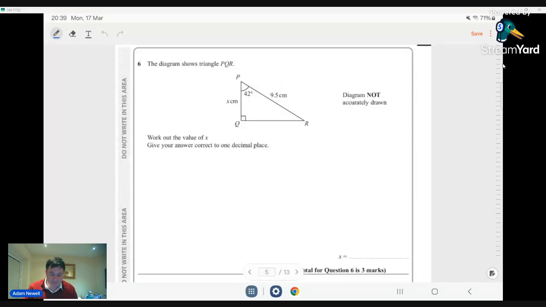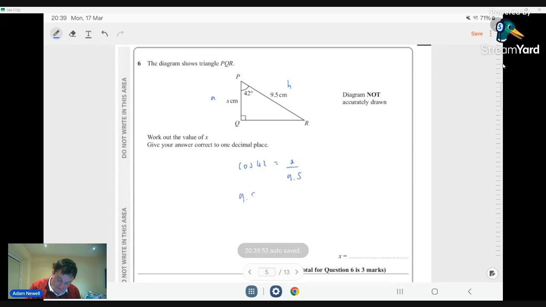Question 6 then. We've got a relatively straightforward SOHCAHTOA question. So I've got my adjacent is equal to x and my hypotenuse is equal to 9.5. So it's going to be cos 42, which is equal to x over 9.5. Times both sides by 9.5, and I get 9.5 cos 42 equals x. So therefore x is equal to 9.5 times cos 42. Gives me an answer of 7.0598, etc. To one decimal place then, my answer is 7.1.